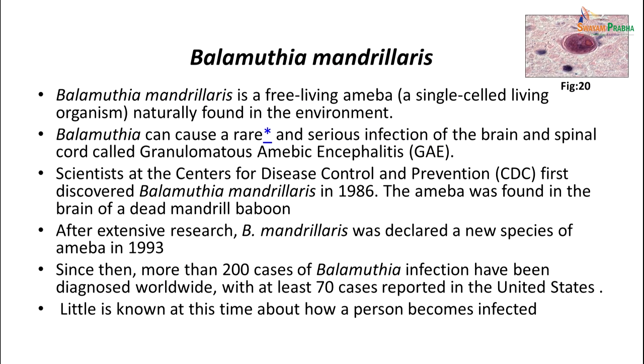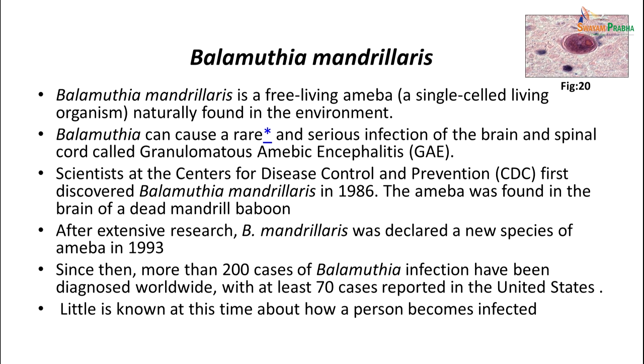Balamuthia mandrillaris is a free living amoeba, a single celled amoeba naturally found in our environment. It can cause a rare and serious infection of the brain and spinal cord called granulomatous amoebic encephalitis. Scientists at CDC first discovered this organism in 1986, found in the brain of a dead mandrill baboon. After extensive research, they declared a new species, Balamuthia mandrillaris, in 1993.